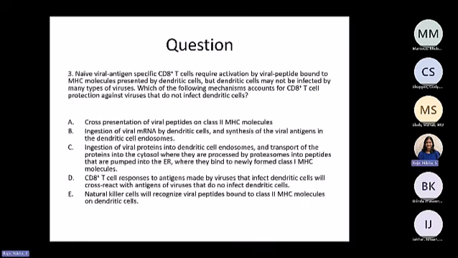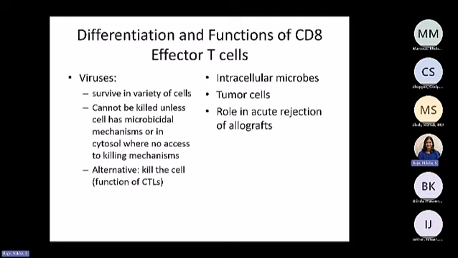I see the third question was in this chapter, not the other one. So this is another question. Naive CD8 cells, viral antigen-specific CD8 cells, require activation by viral peptide bound to MHC molecules presented by APCs, but these APCs may not be infected by many types of viruses. Which of the following mechanisms accounts for CD8 T cell protection against viruses that do not infect the dendritic cells? We'll come back to these.